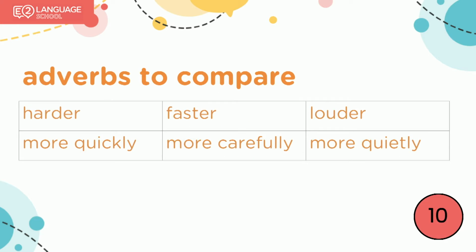Okay, here are a few. Just read this table. You have 10 seconds. Okay, so immediately you can see that there are two types. There are ones that end in ER and there are ones that end in more-ly. Okay, so we're going to look at both of those.